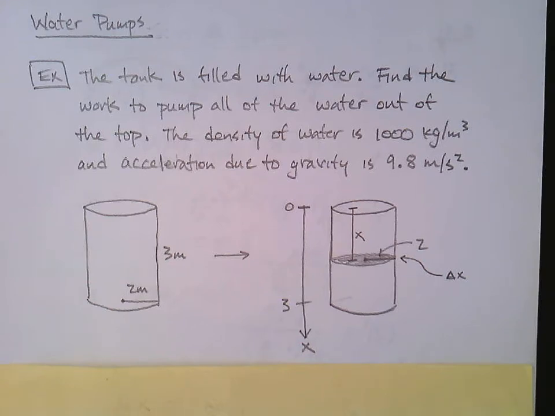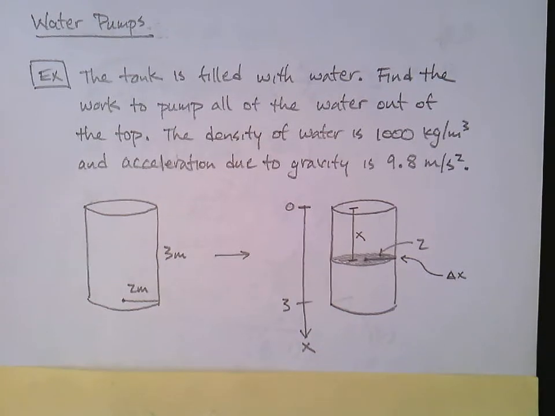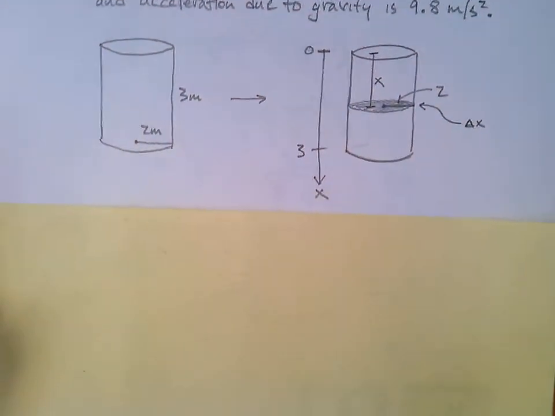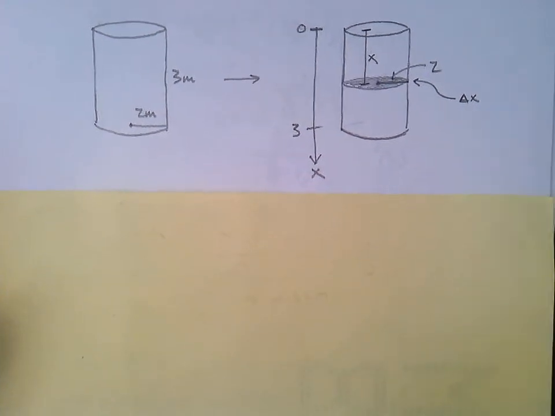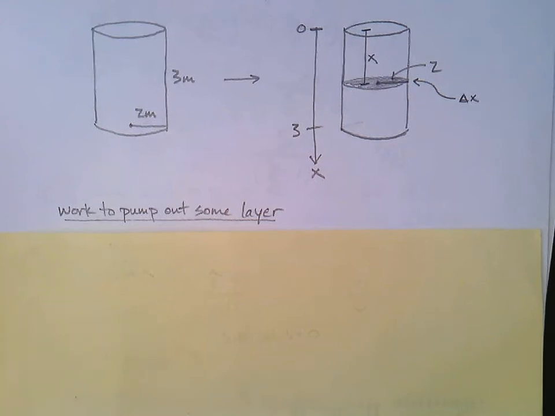Okay, so it turns out it's going to take quite a bit of thought to figure out how much work it takes to just get a single layer, some random layer of water, out the top. But once we have that, then it'll be pretty fast to set up the integral and get the answer. Okay, so kind of buckle your seatbelts. You might be here for a little bit. Let's figure out the work to pump out some layer of water.